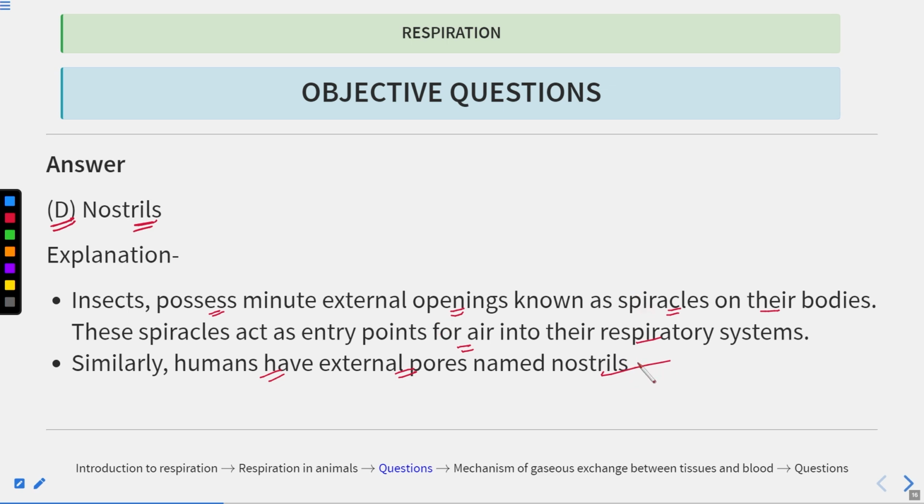Through the nostrils, the oxygen-rich air is taken inside, and it can then reach the respiratory tract. All right, this is clear.